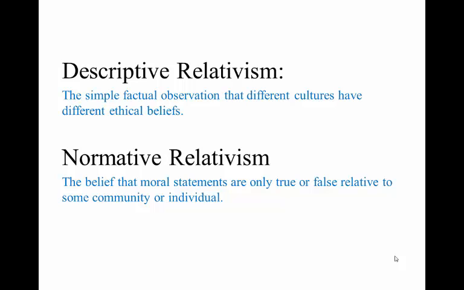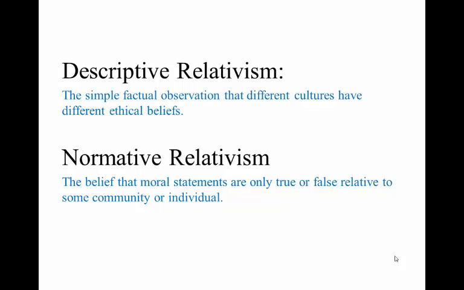Normative relativism goes a step farther. Not only do people have a disagreement here, but neither side can be said to be correct. The statement, female genital mutilation is a violation of human rights, is neither true nor false on its own. It is true relative to American culture and false relative to Maasai culture.